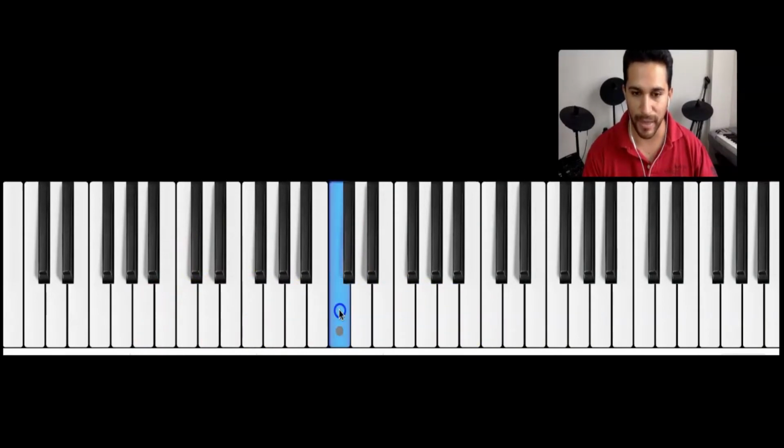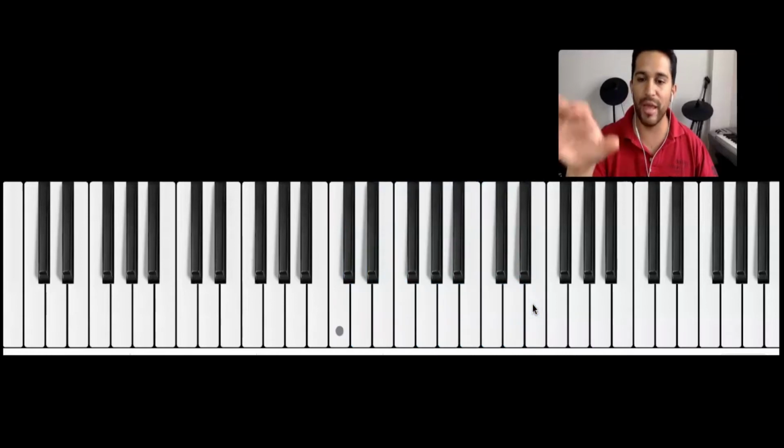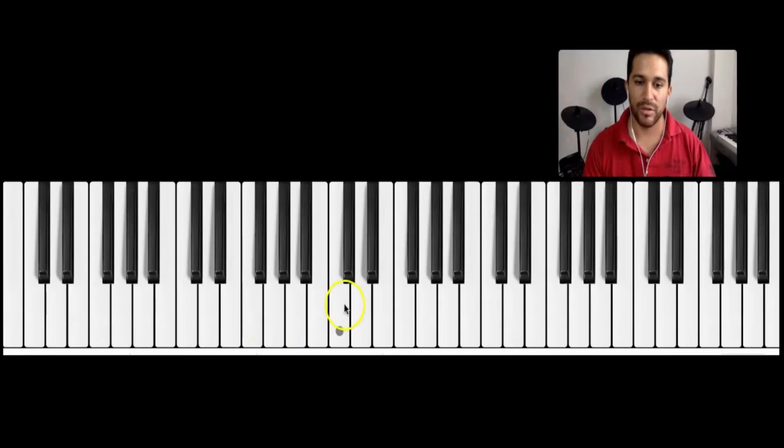It's the middle of the piano because starting from this note to the right side of the piano, you have to play with your right hand. From here to this side, you have to play with the left hand. This is right hand, this is left hand, and this is the middle.